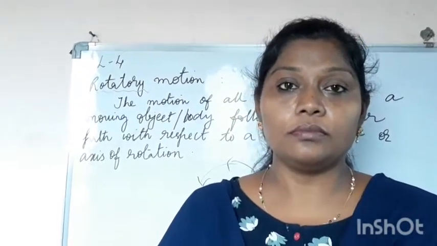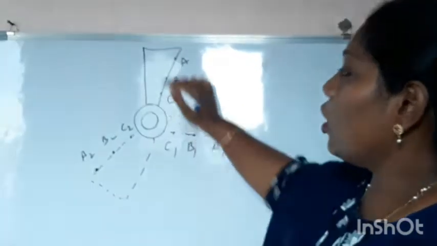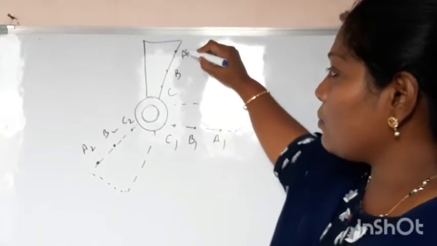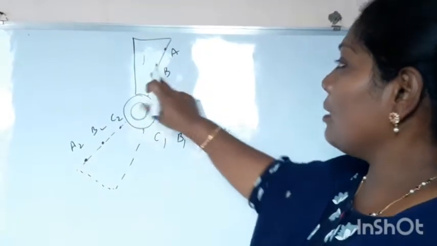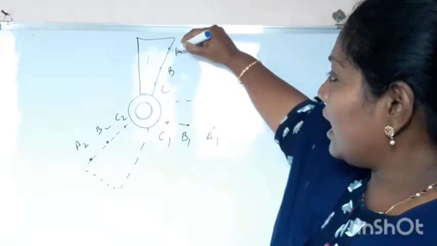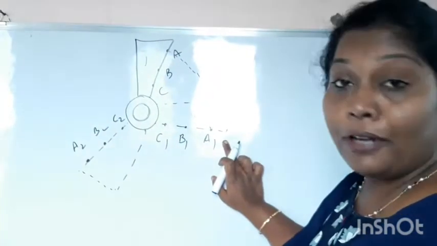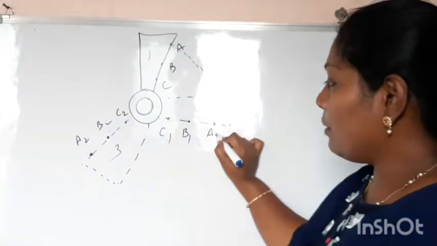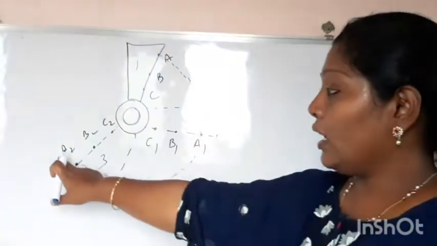Okay, children. I have drawn a fan on the board. See, I have taken only one hand of the fan. See, I have marked 3 points, point A, B and C. This is position 1. When I compare position 1 to position 2, if you see, the particle A has changed its place from point A to A1. If I see the third position, here the point A1 has changed its position from A1 to A2.